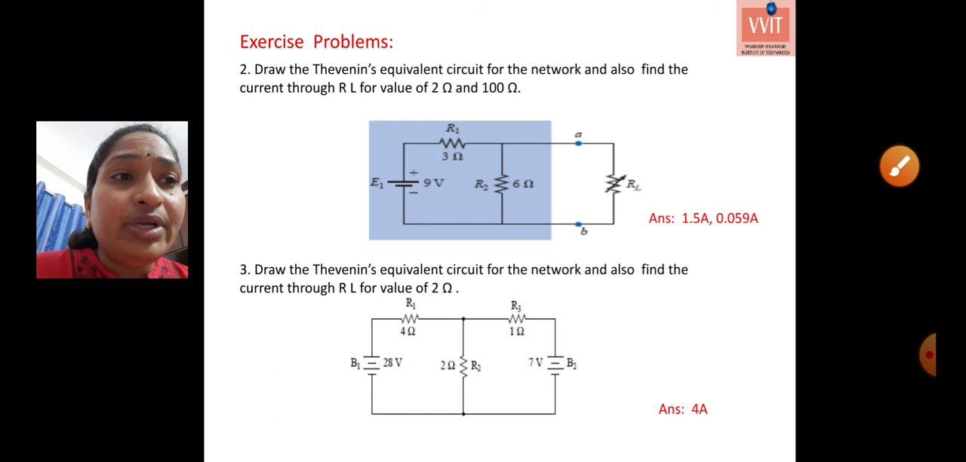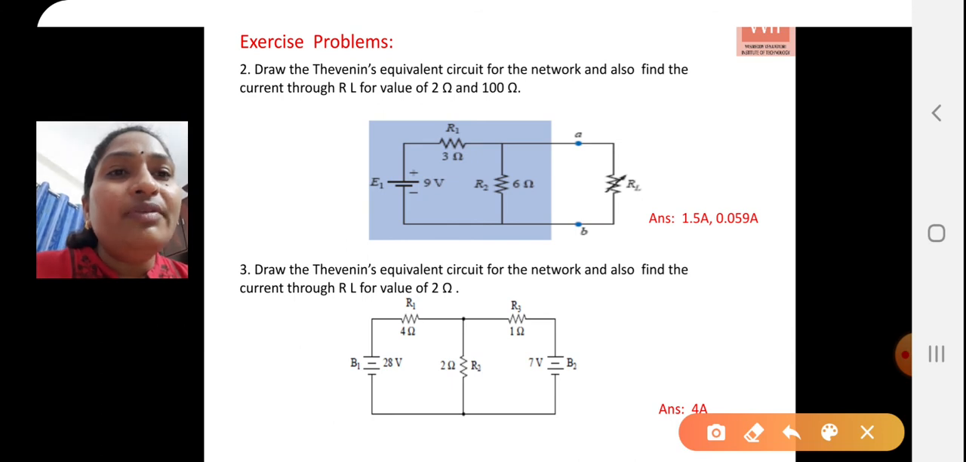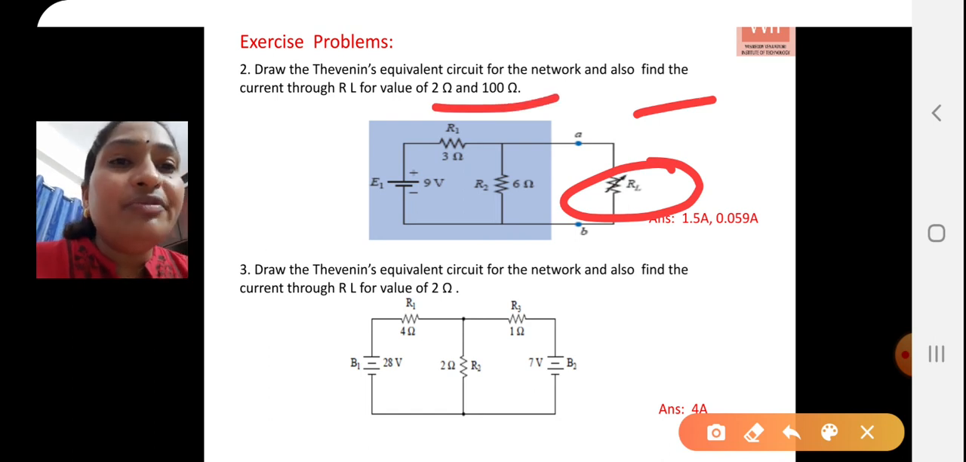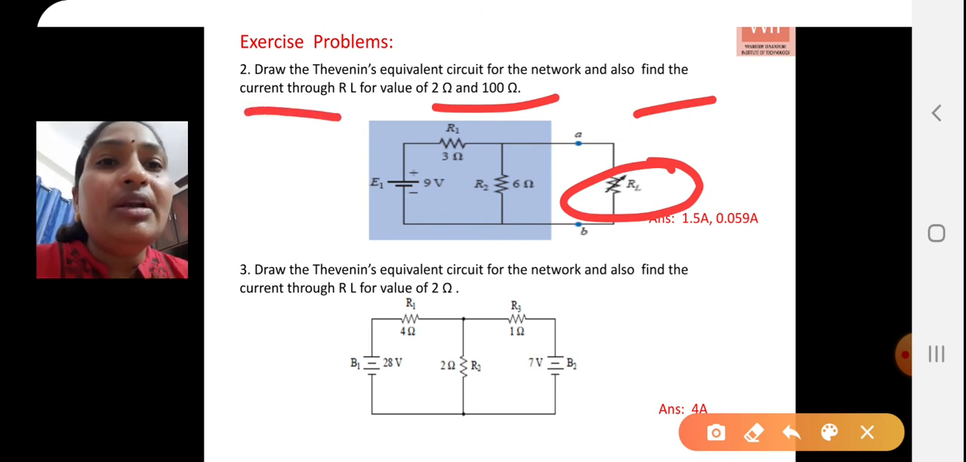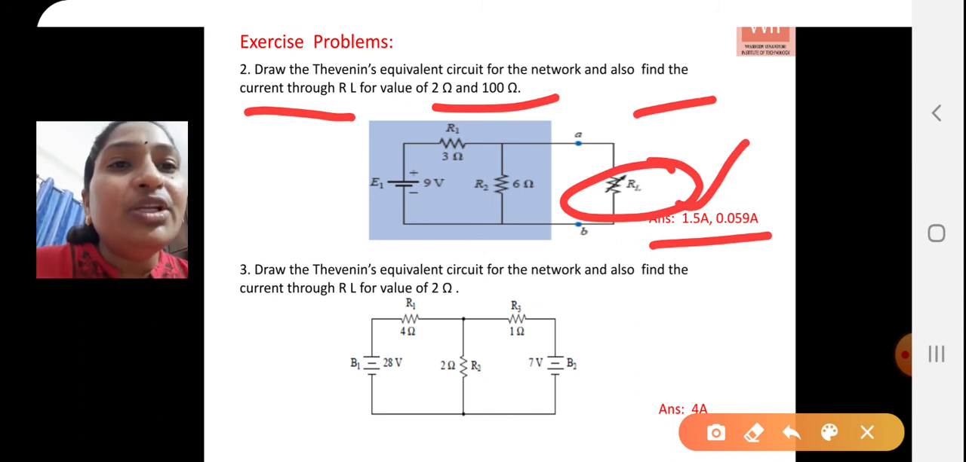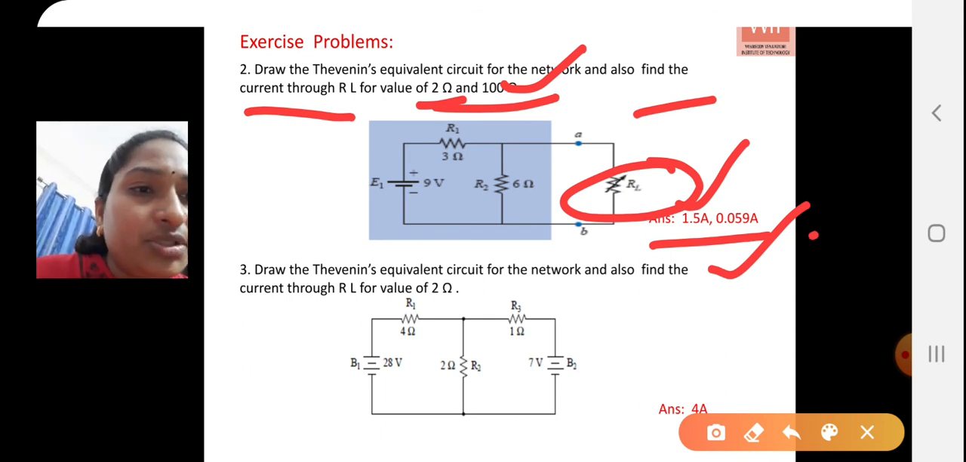Now these are the two exercise problems on the application of Thevenin's theorem. We can solve them using Thevenin's theorem. Here in this problem we need to draw the Thevenin's equivalent circuit, and this is our load resistance, which takes two values, one is 2 ohms and the other is 100 ohms. Then we need to calculate the current flowing through this load resistance. Here are the answers: 1.5 amperes corresponding to 2 ohms and 0.059 amperes for 100 ohms. You can solve and check with these solutions.